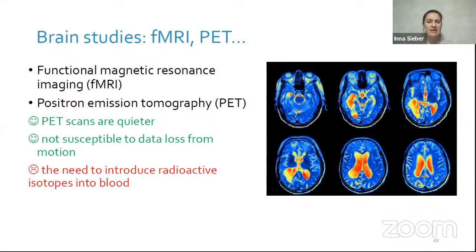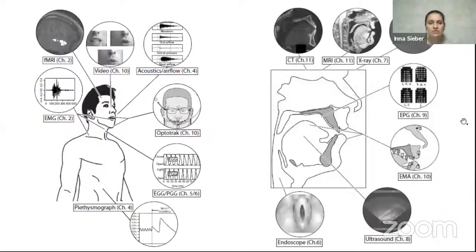It is often compared with the PET, which is positron emission tomography. PET scans are quieter, and motion does not influence the pictures so much as in fMRI, but PET requires introduction of radioactive isotopes into blood, so that you could have the picture. So fMRI is much safer, but you can't use MRI and fMRI if you have some metallic items inside of your body. In these cases, CT or X-ray are used.